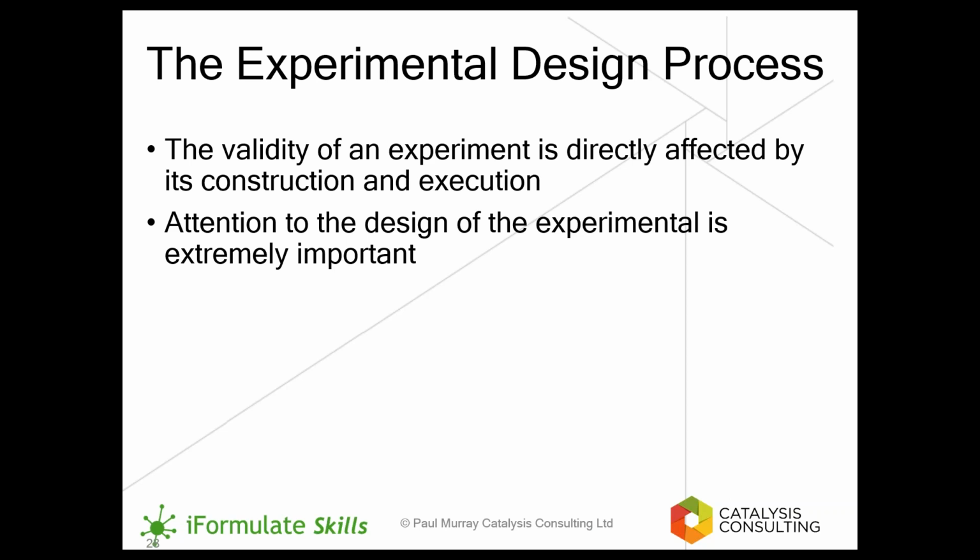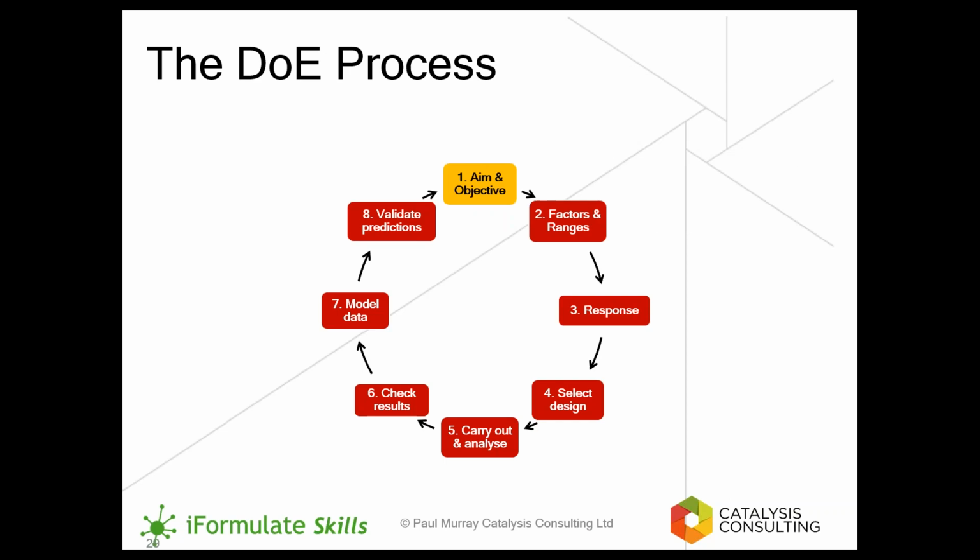So what you get out of an experimental design is directly related to what you put in constructing that design. So you have to think about the process, think about the factors and the ranges, the type of design you're going to do. So the attention to the design for choosing factors, choosing ranges, and carrying out the experiments and analyzing the data is extremely important. So to get the most from experimental design, we have to follow this DoE process carefully.